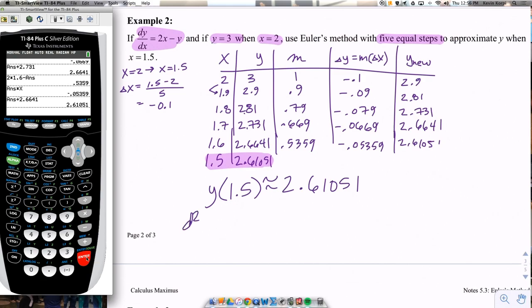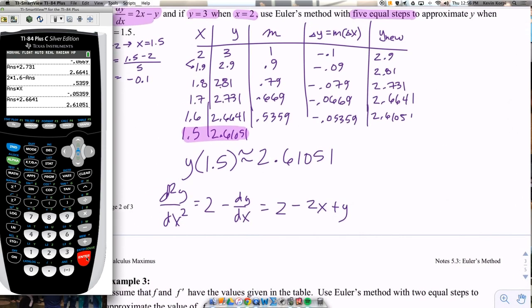d squared y over dx squared would be 2 minus dy dx, which would equal 2 minus 2x plus y. Now we're spanning from 2 to 1.5, and notice what our y values are spanning. They're about between 3 and 2.5. Is that going to be so obvious?